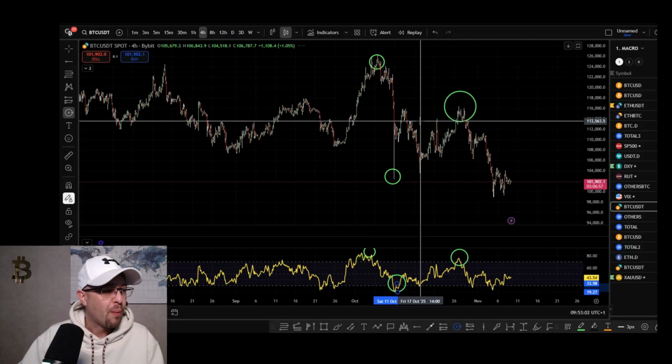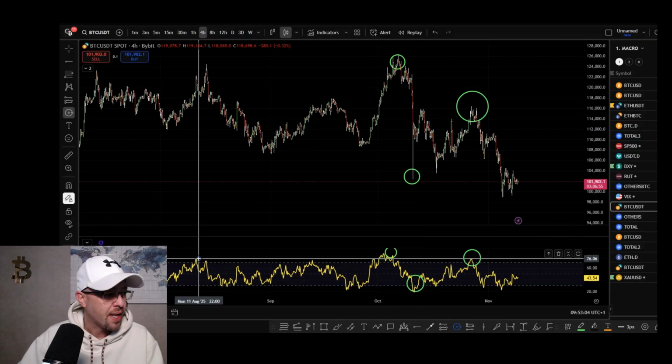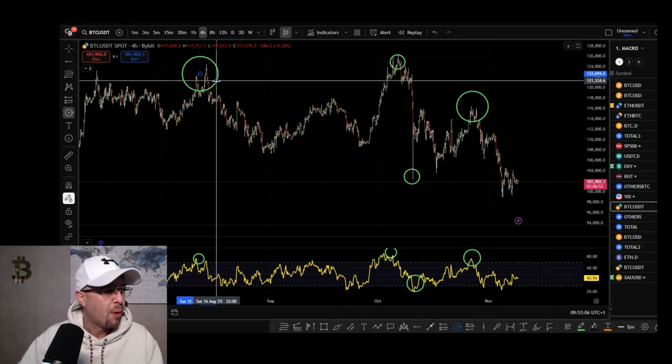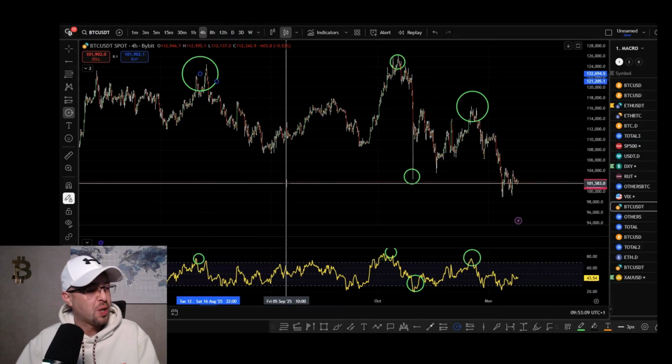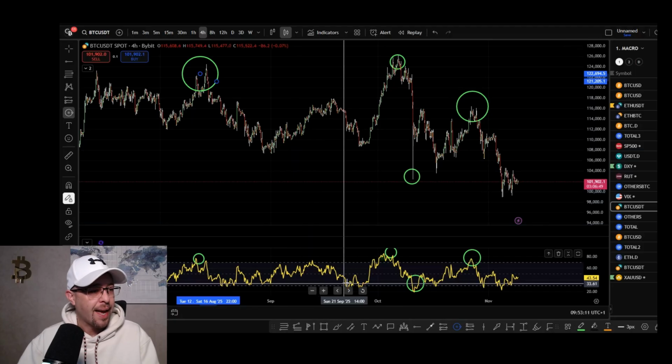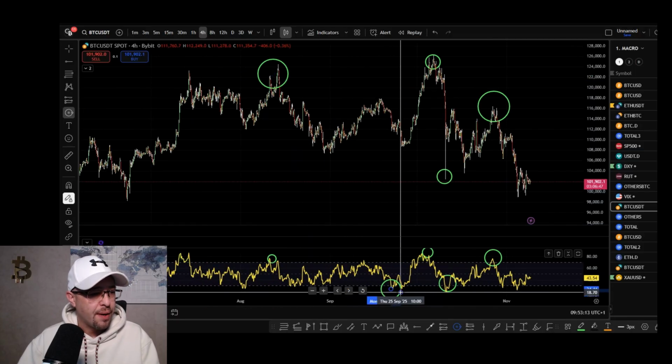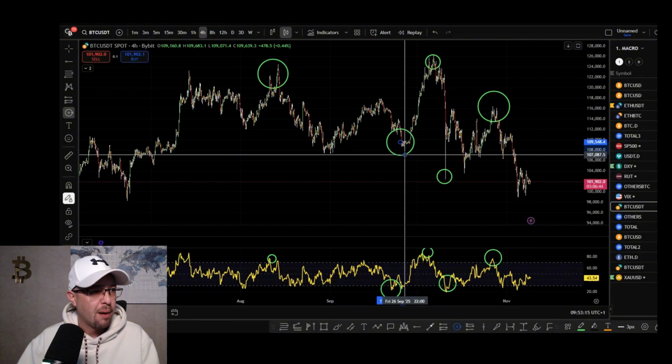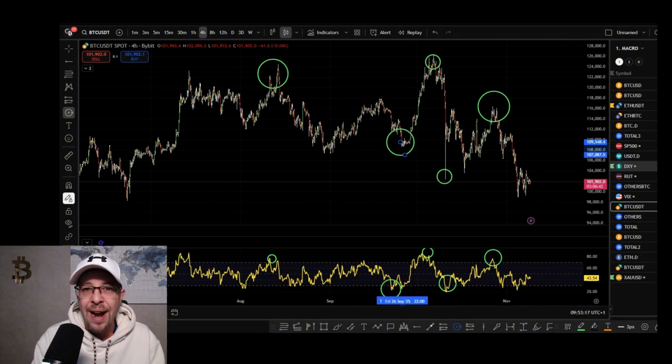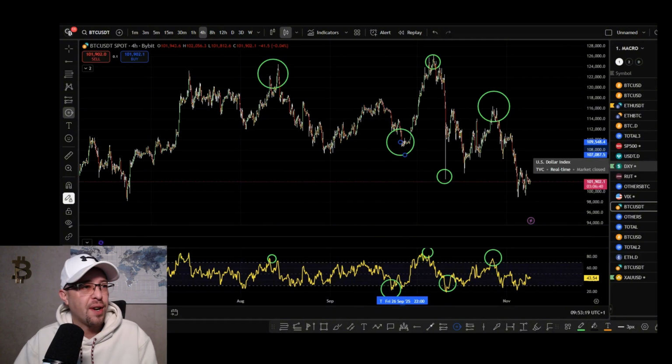So this is just a simple way of looking. What's this? Over 70, massively overbought, push to the downside. Exactly the same thing happens here. Under 30, push to the upside. So that's the very basic way of using an RSI to your advantage.